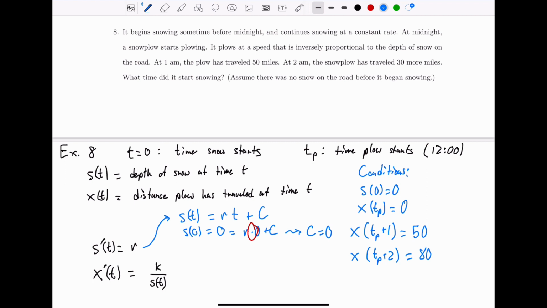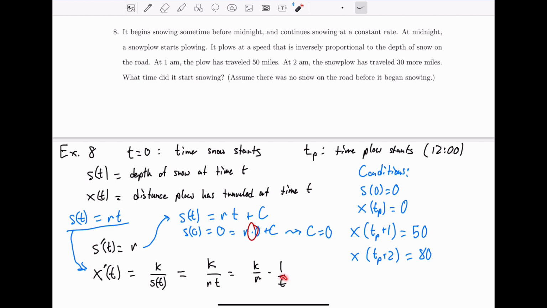So this tells us that the s function for the amount of snow on the road is just r times t. We can use this and plug it into the derivative for x. So x prime of t, once again, that's the speed that the plow travels. x prime of t is inversely proportional to the current depth of snow, and we just found the function that describes the current depth of snow. It's some constant rate times time. So we can write the derivative of x as k divided by s, which is r times t. And I think it'll be more helpful here to write this as k over r times 1 over t.